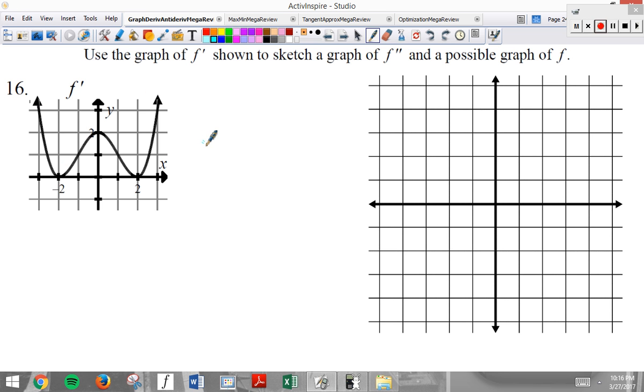Alright, key points. Bam, bam, bam. All 3 of those are places where the slope of f prime is 0, 0, 0, 0. The slope of f prime is negative, then positive, then negative, then positive. Negative, then positive, then negative, then positive. Done! That's really all we can hope for.